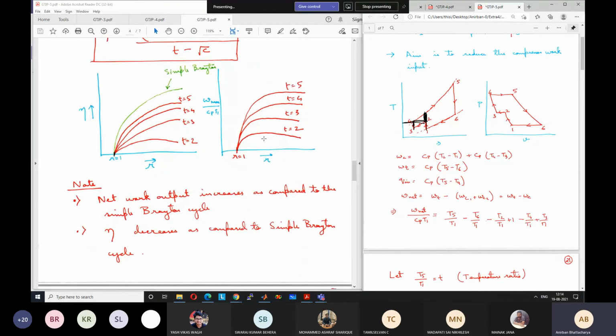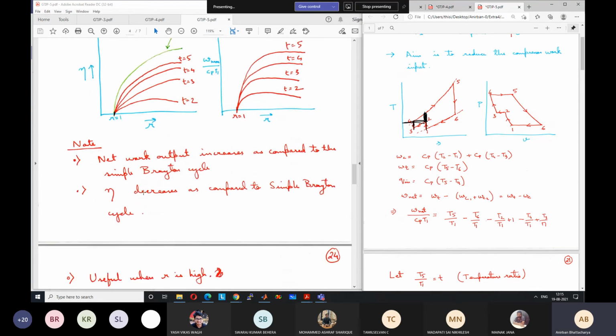So again, if you draw the efficiency curves and the net work output curve, we will see that the efficiency looks like this for T equal to, so it increases with T and increases and then decreases with R, similar to the reheat cycle. But it is always lower than the simple Brayton cycle efficiency. Okay, so it decreases the efficiency, but increases the work output. So the work output lines look similar to simple Brayton cycle as shown here. So again it increases and then decreases, but it is higher than that of simple Brayton cycle.